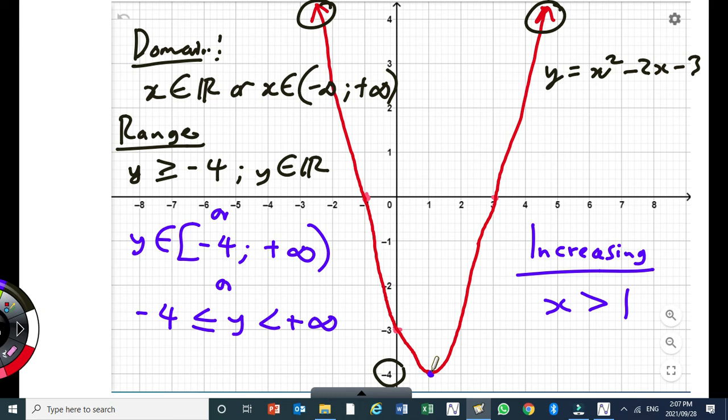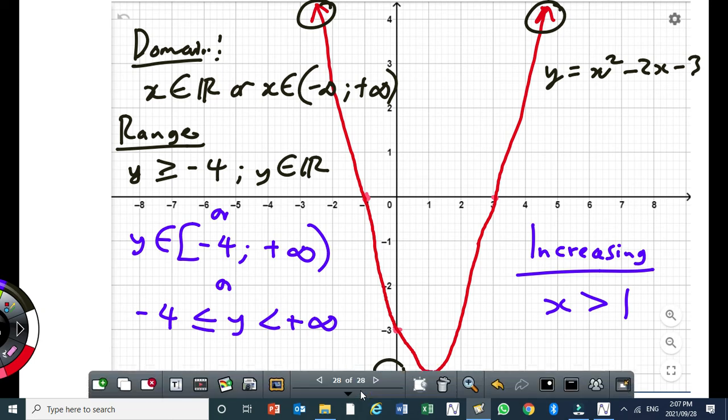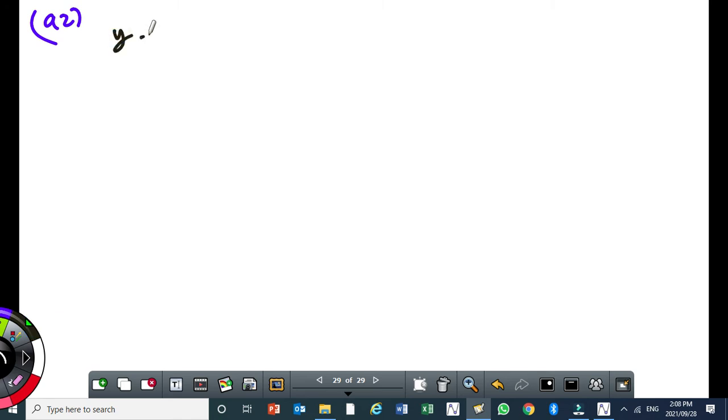Okay, if you don't have a question, then let's move on to the next example. What was the next equation? Negative 2x squared plus 8x plus 10. Wait, it's y equal to negative 2x squared plus 8x plus 10.